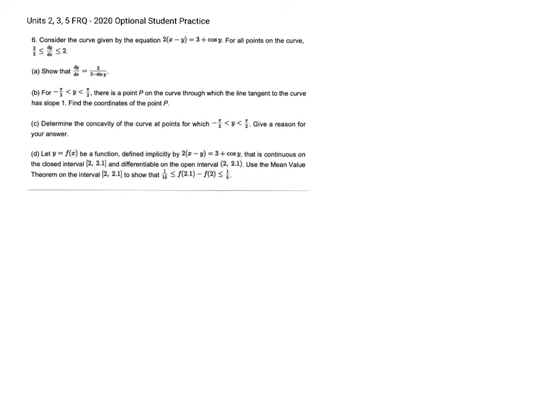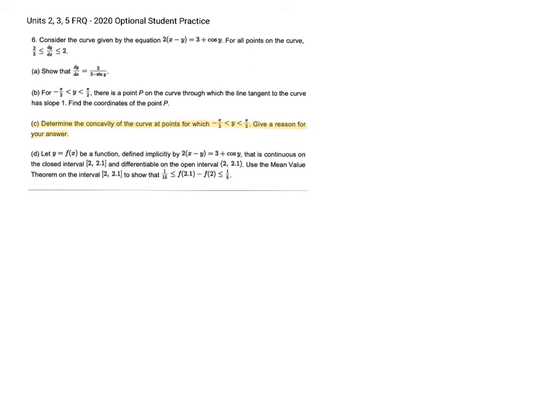Part C says, determine the concavity of the curve at points for which negative pi over 2 is less than or equal to y is less than or equal to pi over 2. And of course, we're going to give the reason for our answer. Determine the concavity of the curve where y is in this range. Remember, we investigate concavity by looking at the second derivative.